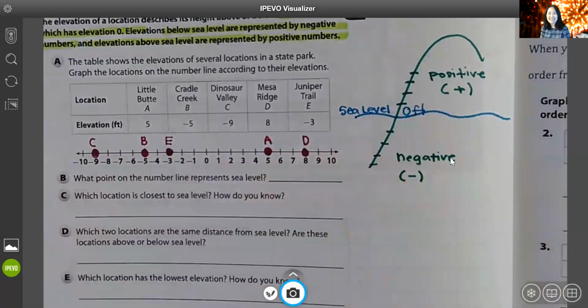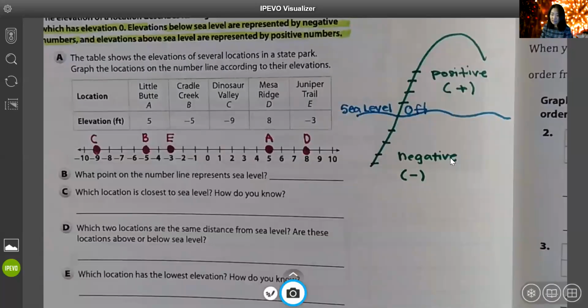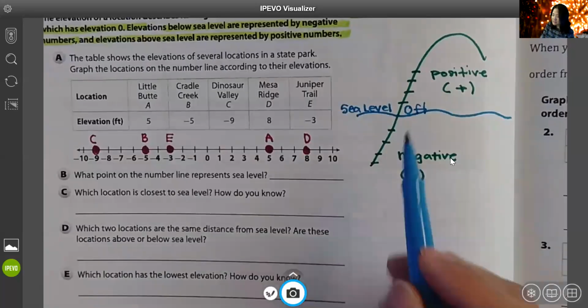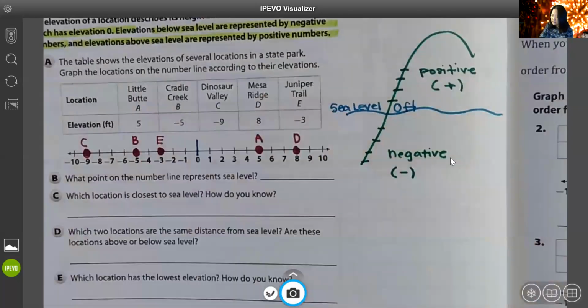And we just did A. B: what point on the number line represents sea level? What did I say the sea level is? Sea level is 0. So this right here is the sea level.